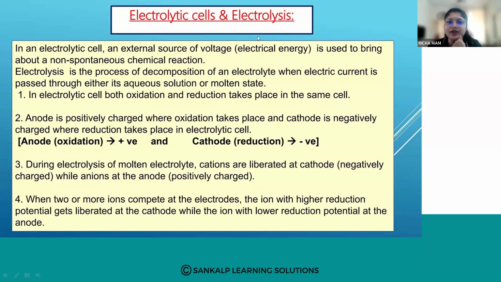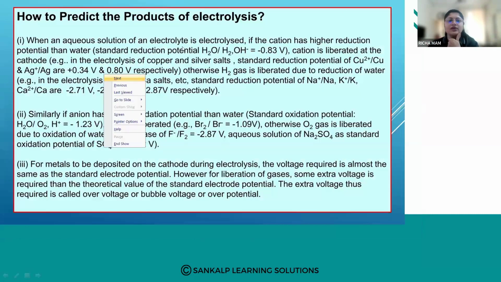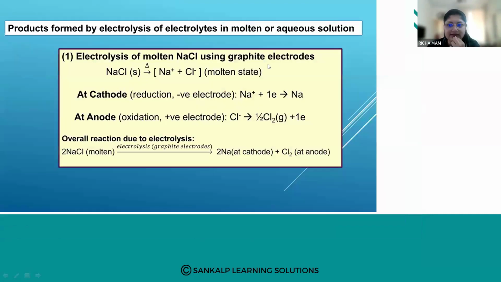Yes, so in the last class, we were discussing electrolytic cells and electrolysis, right? So we have seen the definition, and what all happens in an electrolytic cell. These things we discussed in our previous class. We were discussing some examples of the different cells, that is, electrolytic cells.